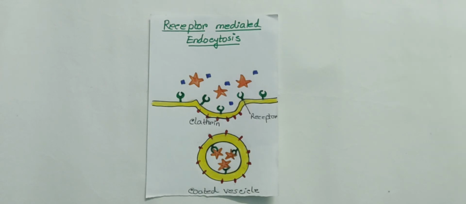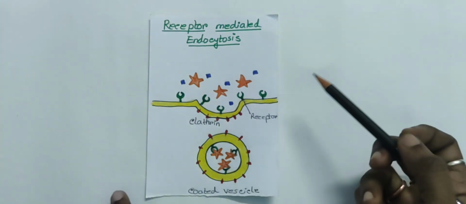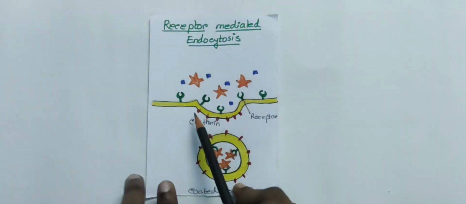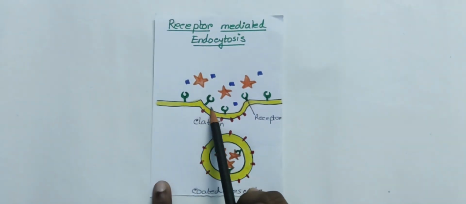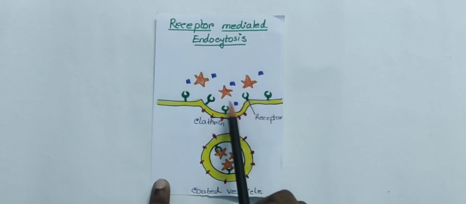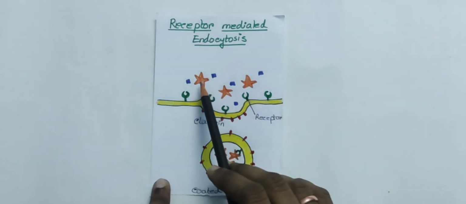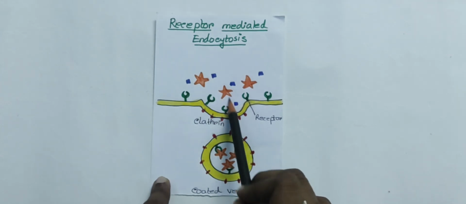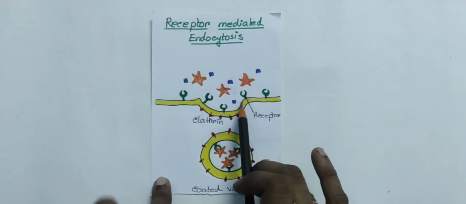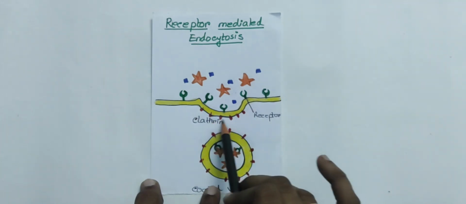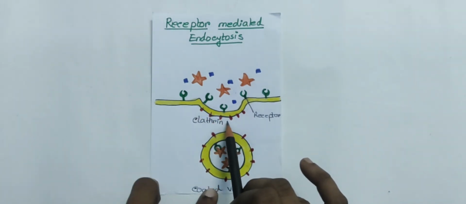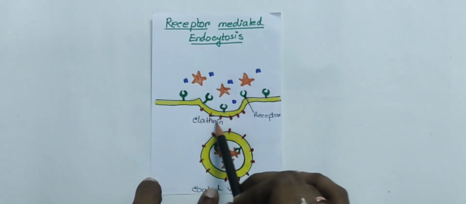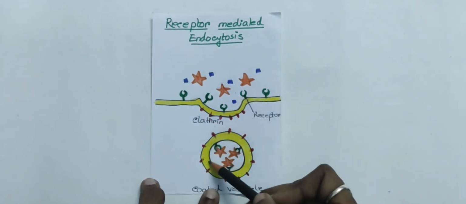Another type of endocytosis is receptor mediated endocytosis. Here on the cell membrane there are some receptors that receive the particles, the macromolecules or micromolecules. After receiving those particles, there is a special protein beneath the plasma membrane called clathrin. It helps the cell to engulf the proteins. So by the activity of this clathrin, they form a vesicle.